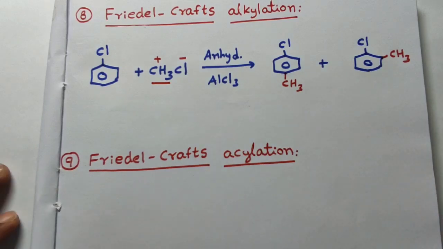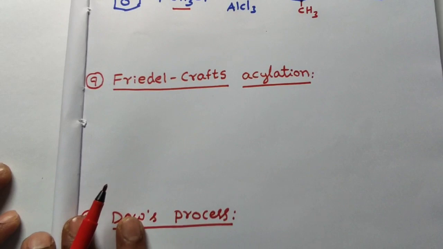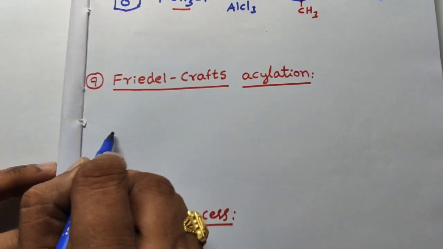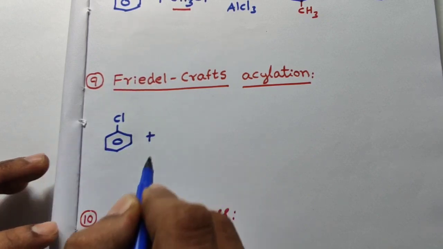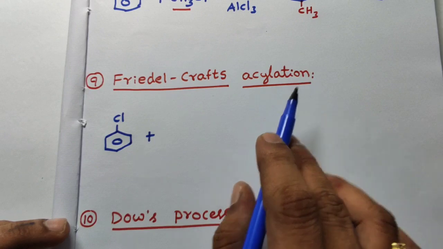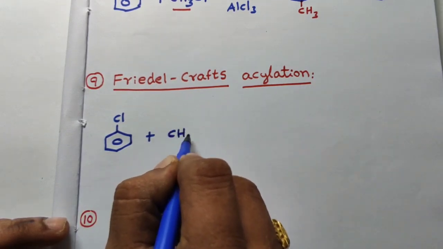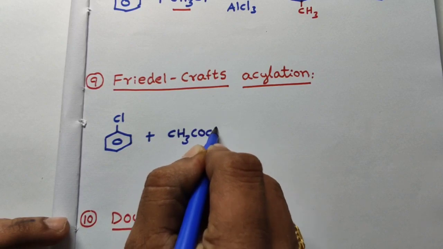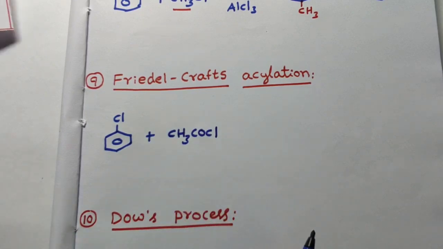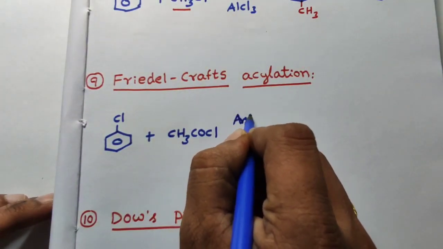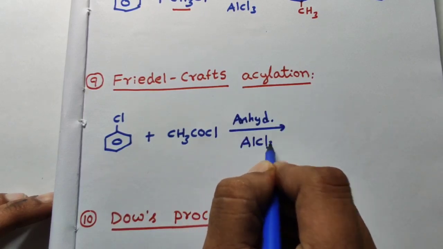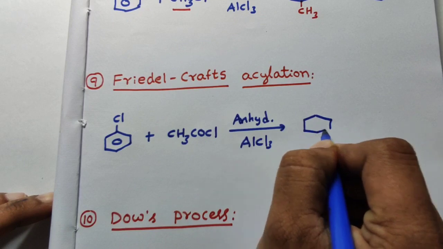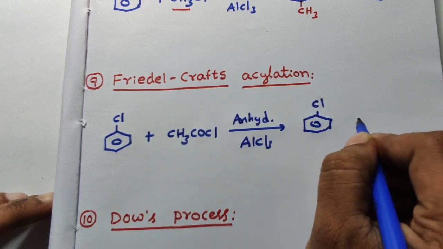Okay, and next let us take Friedel-Crafts acylation. So what is the reactant? Same. Take chlorobenzene plus the acylating agent. What do we have to take? Acyl chloride. For example, acetyl chloride, CH3COCl. What is the catalyst? The catalyst is the same in both cases, anhydrous AlCl3. So first you can take chlorobenzene plus CH3COCl.